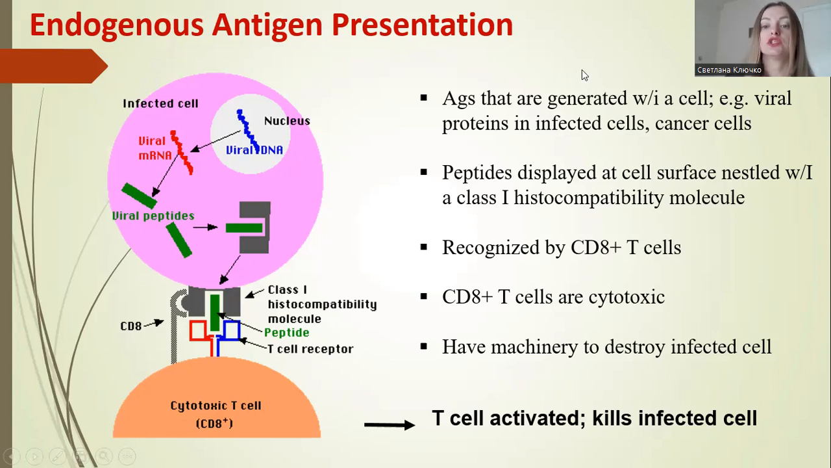Stages. Antigens that are generated in a cell, viral proteins in infected cells, cancer cells. Peptides are displayed at the cell surface, nestled in with a class 1 histocompatibility molecule. This complex is recognized by CD8 positive T cells. CD8 positive T cells are cytotoxic. We also call them T killers, and they have machinery to destroy the infected cell. The T cell is activated, cytotoxic cells proliferate, and they kill infected cells with this virus.